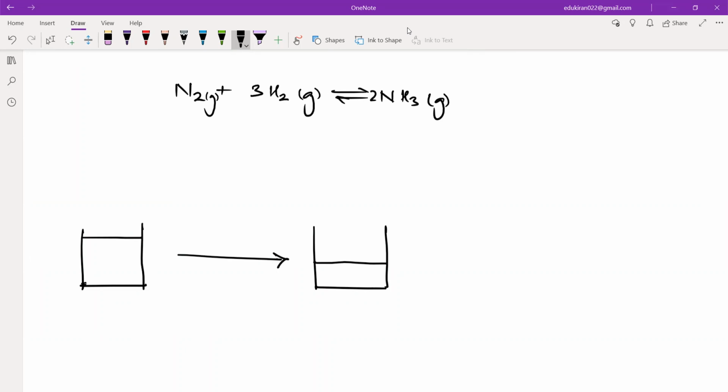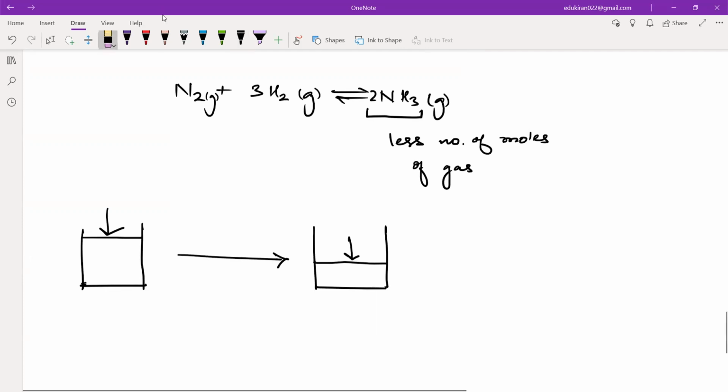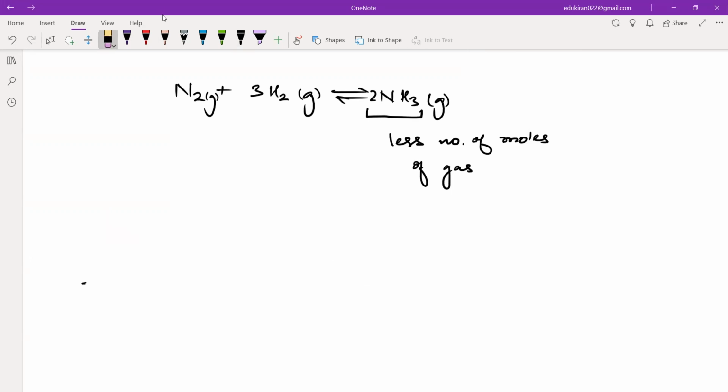Okay. Now, as I'm decreasing the volume, I'm also increasing the pressure. Yes or no? So both of them will have a similar type of effect. So what happened when I increase the pressure or I decrease the volume? We are moving towards that side which has less number of moles of gas. Yes or no? Right, guys?